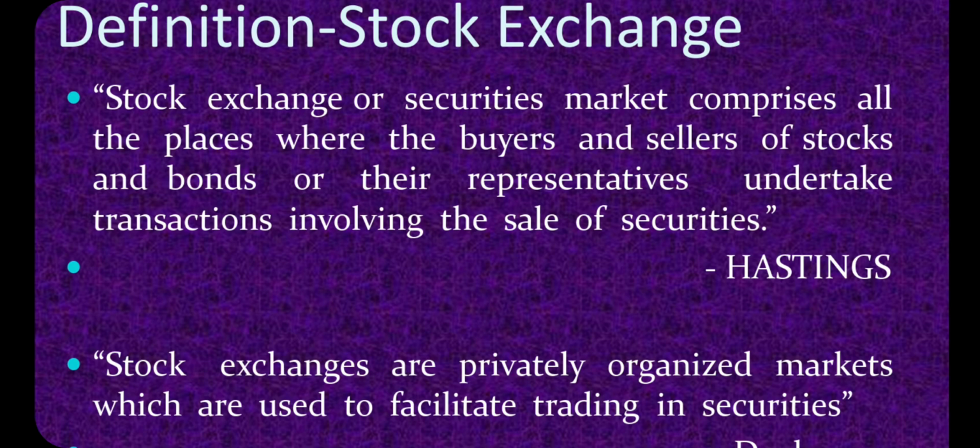What are they going to sell and buy? The stocks and bonds, and their representatives. If the buyers and sellers are not able to come, their representatives can come instead of them, and they undertake the transactions. What is the transaction? It involves sale of securities. This is the definition given by Hastings.